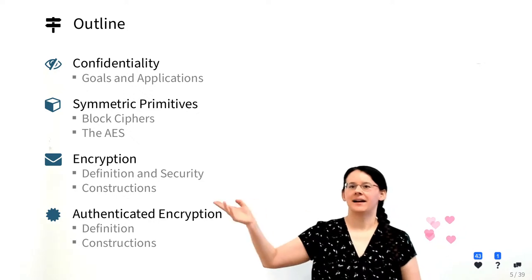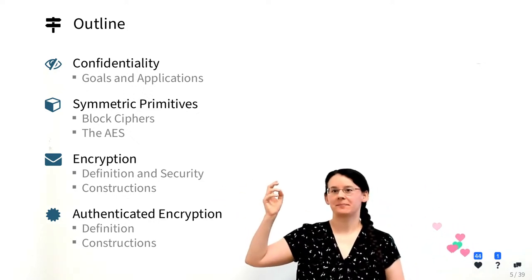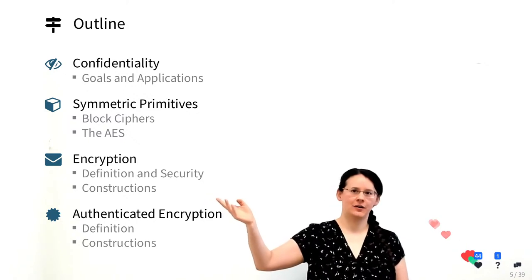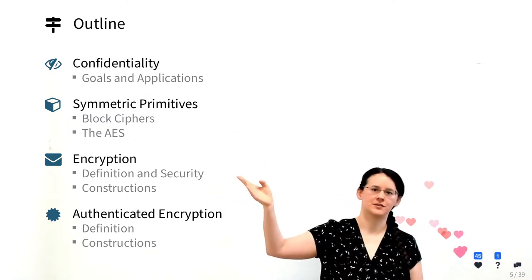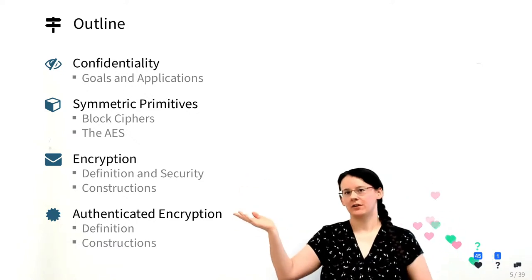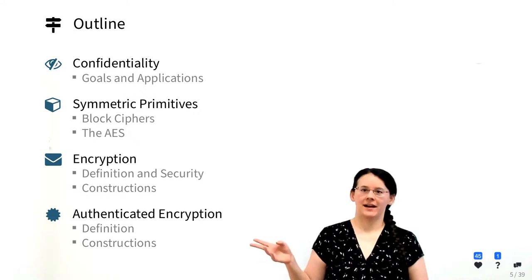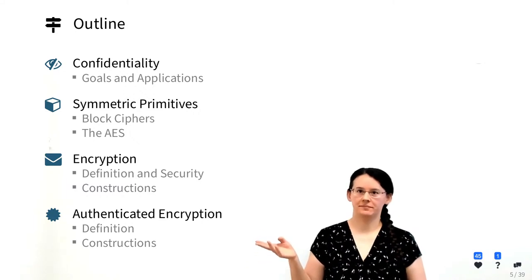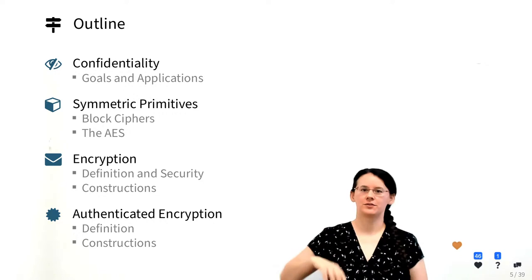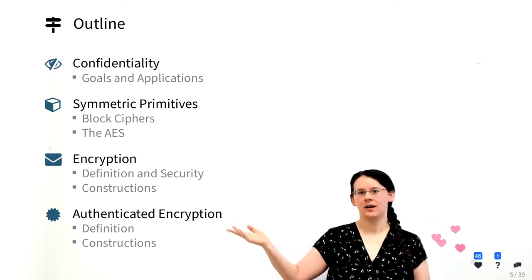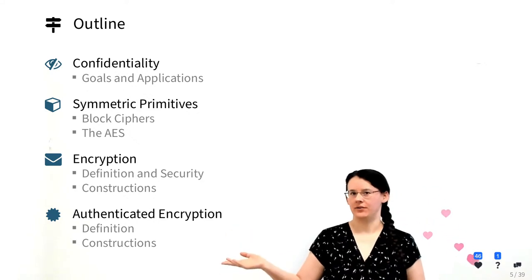Okay, encryption schemes. We are going to define what we need in an encryption scheme. We will see what's different from a straightforward block cipher, and we will have a look at two constructions for encryption schemes. Then we will head over to authenticated encryption, which is the combination of encryption with MACs, and again we are going to have a look at what it's supposed to do, what it's supposed to look like, and how you can construct it.